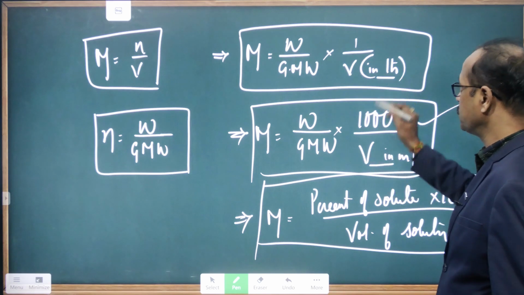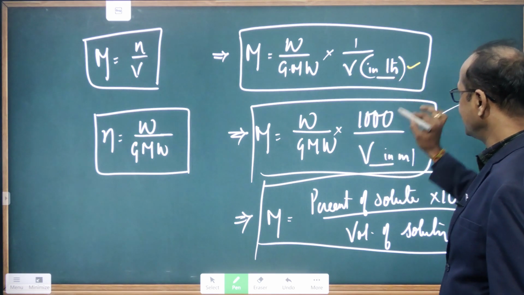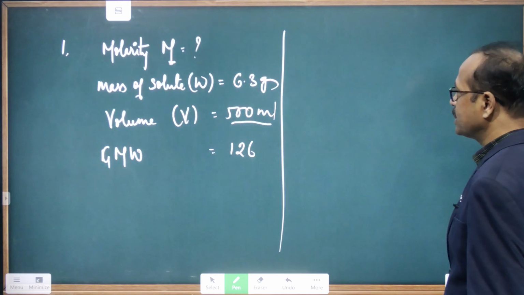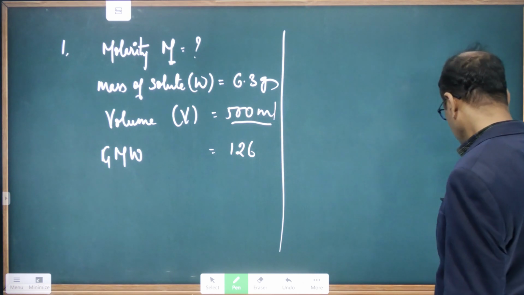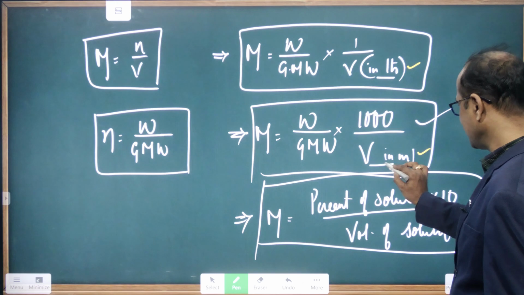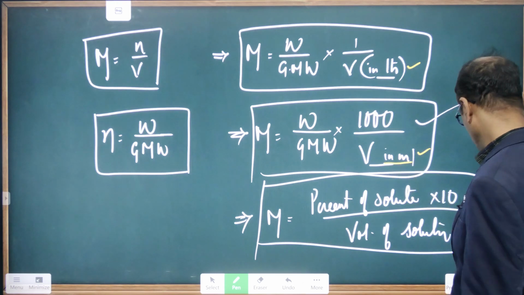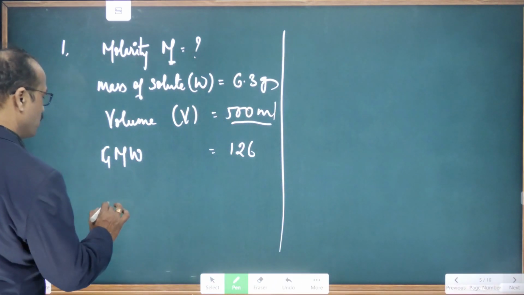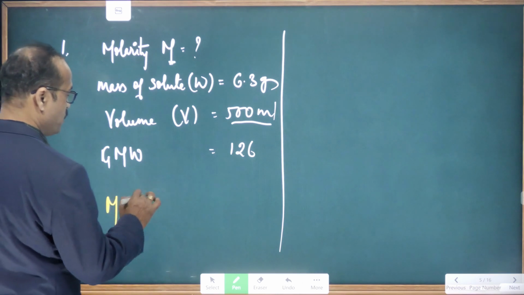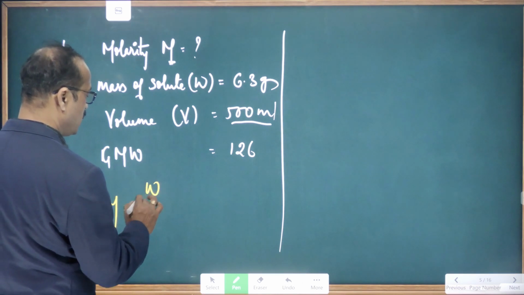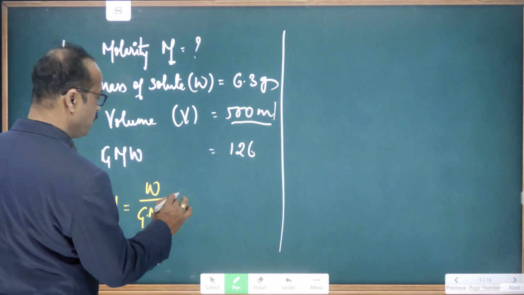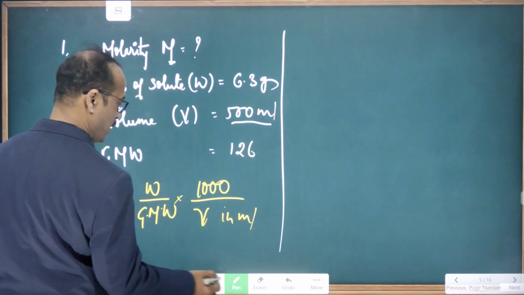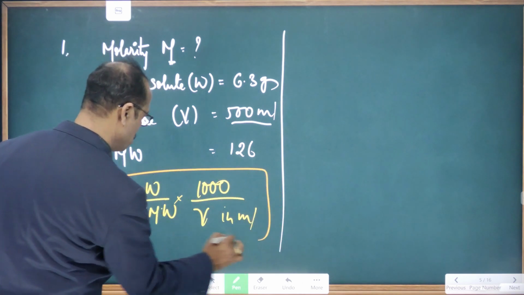But see students, the difference between these two is, here the volume is given in liters, here the volume is given in milliliters. So which can be used here? What volume is given to us? The volume is given as 500 ml, right? So it is better to use this formula because the volume is given in ml. So it's easy to solve the problem. Clear? So now I will write the formula here. The formula suitable to solve this problem is M is equal to weight by gram molecular weight into 1000 by volume in ml, right?